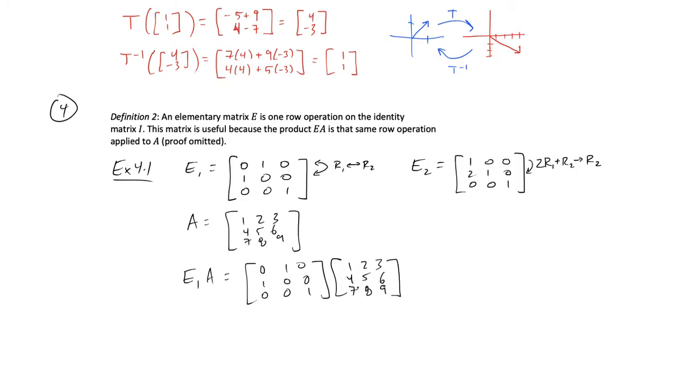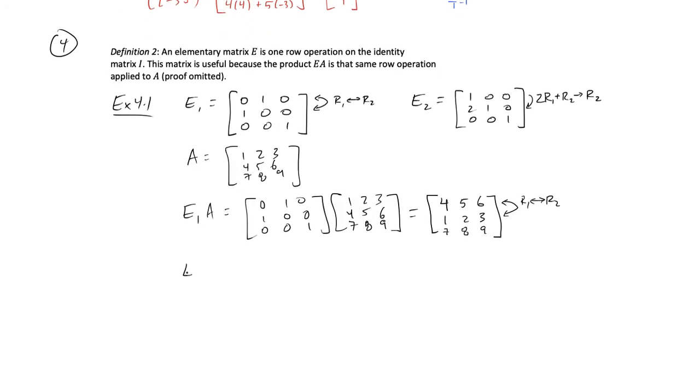So first row, first column, that's going to be a 4. First row, second column, that's going to be a 5. First row, last column, that's going to be a 6. Second row, first column, that's going to be a 1. And you can see that row is going to be 1, 2, 3. And then the last row and all the columns is going to result in 7, 8, 9. So you can see we did this row operation. We swapped row 1 and row 2 in the A matrix.